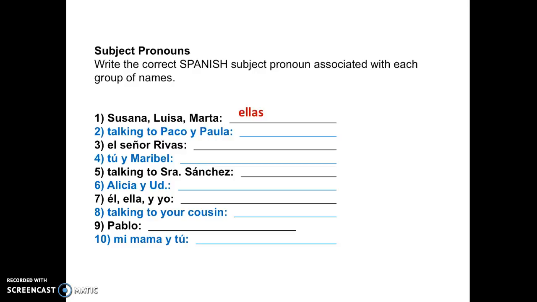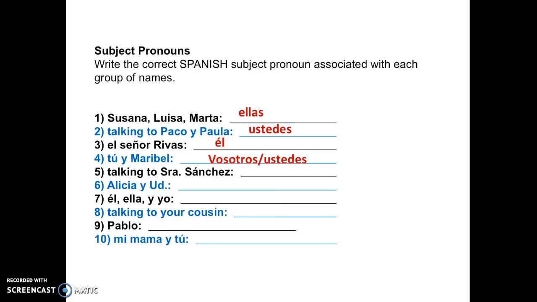If I'm talking to Paco and Paula, I would refer to them with ustedes, since there are two of them and that's plural. El Señor Rivas is clearly someone in authority to me since I'm using his last name, and so because I'm speaking about him, I would say él. Tú y Maribel implies that it is informal, and since there are two of them, the most common usage would be ustedes. But if you chose vosotros, that's fine too.